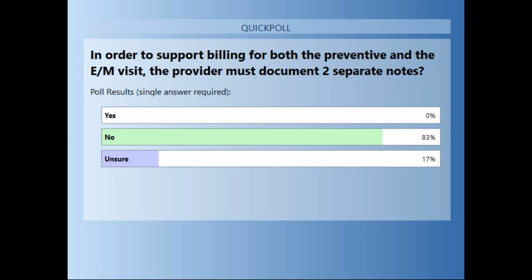Okay, so great. You guys did great. You're correct. It's not required that you have 2 separate notes, although it is nice. It's definitely not required, and we know it's not practical a lot of times for physicians to document 2 separate notes when it is happening during the same encounter. So it's not required, but the documentation does need to support both services. So that's what we're going to talk about next.